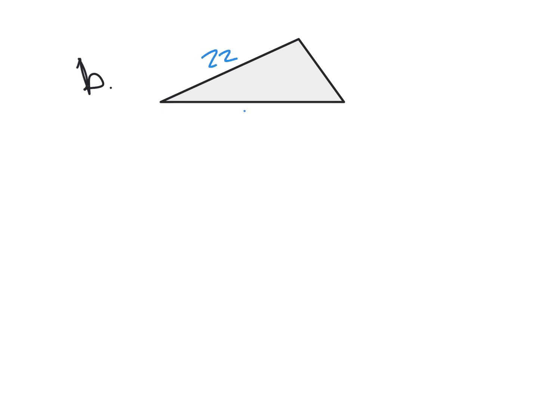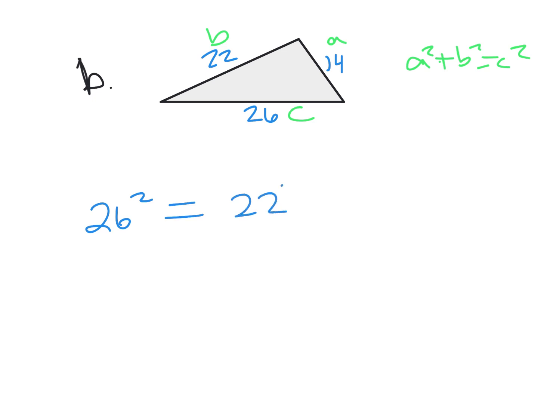So this is 22, 26, and 14. So this is going to be A, B, and C. Now I wrote a squared plus b squared equals c squared the way we normally write it, the way I wrote it last time. You can also write it in reverse. So I can write 26 squared equals 22 squared plus 14 squared. As long as your a and b are on one side and your c is on the other side, it'll work. So I'm just showing you that you can write it in a different direction.